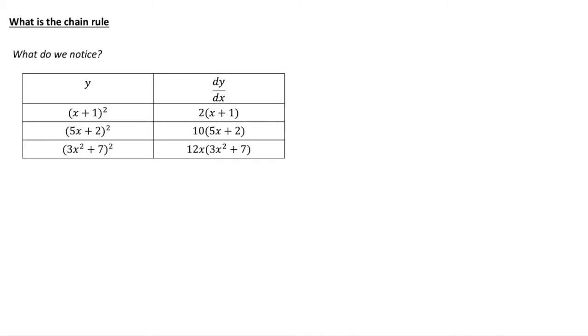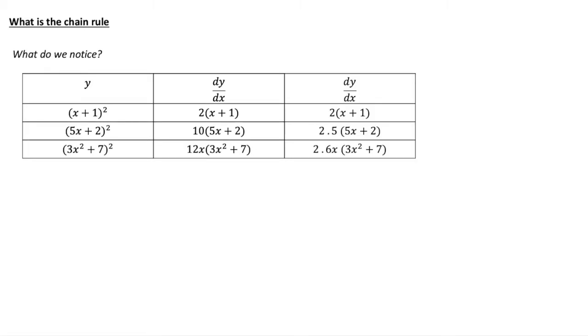Now, what do we notice? You might notice something, but there's a nice way of helping you to notice something, which is to add another column. And we can see that each of those numbers in the middle column now is even, which means we can take a factor of 2 out. So each of them has got a 2. We can then see that we've got a 5 with the (5x plus 2) bracket, and we've got 6x with the (3x squared plus 7) bracket.